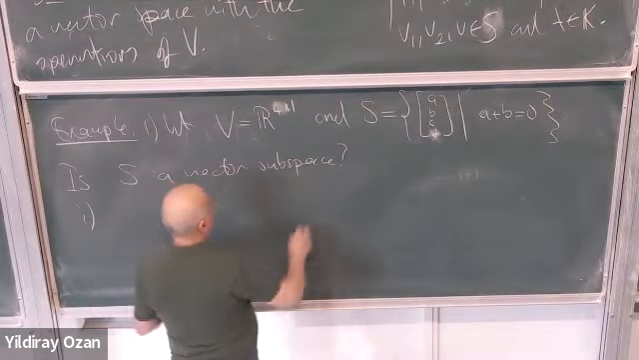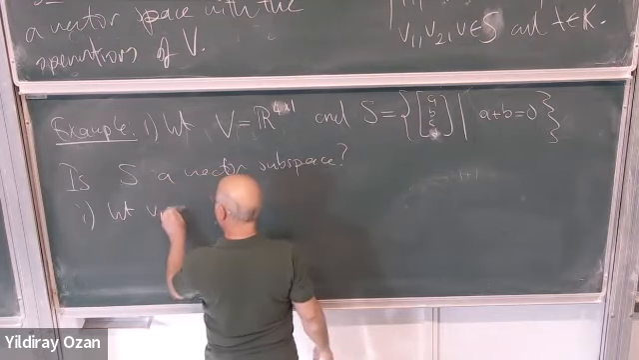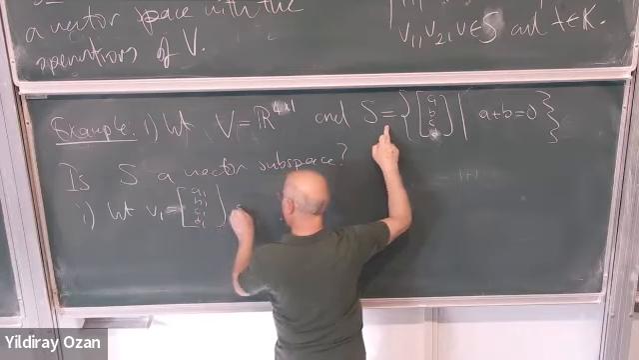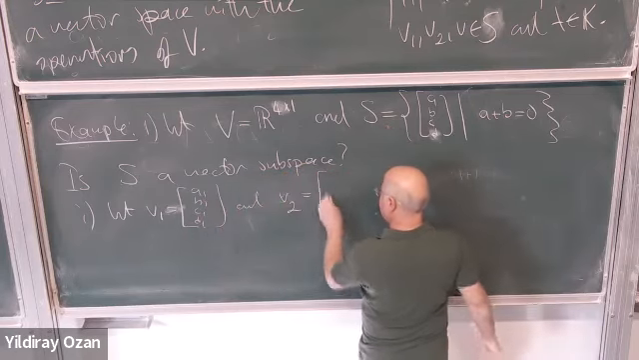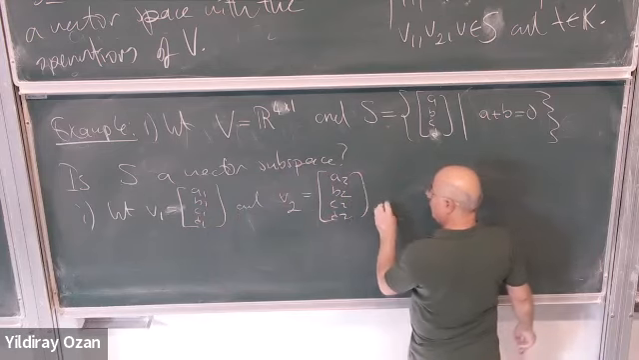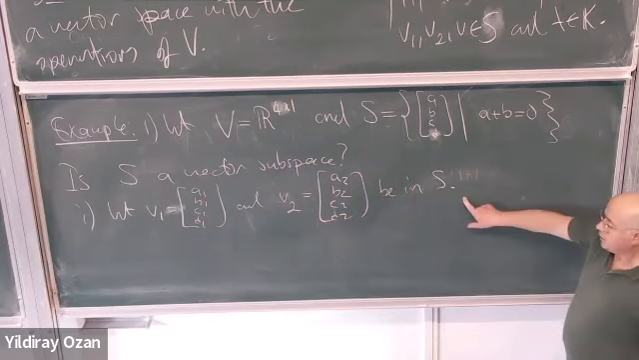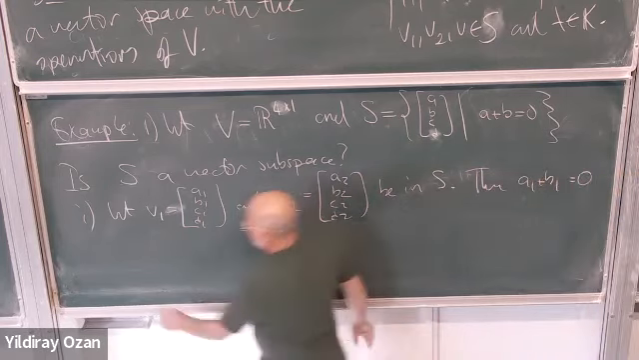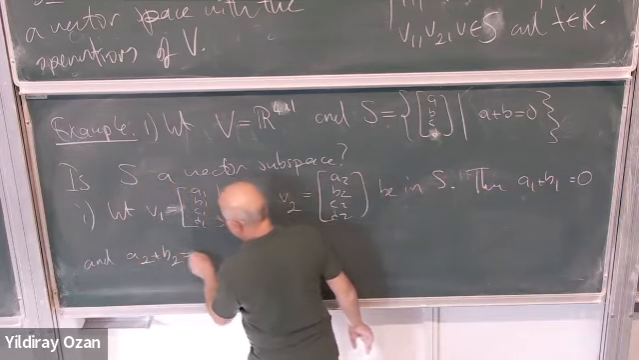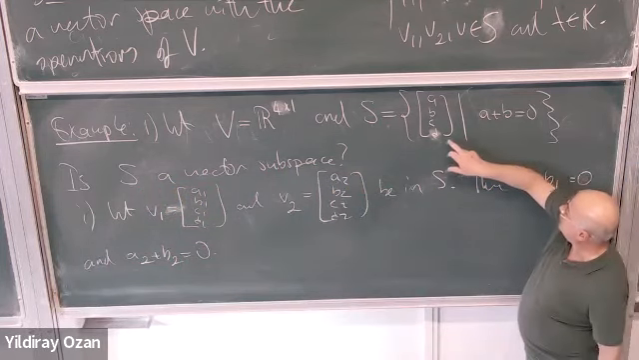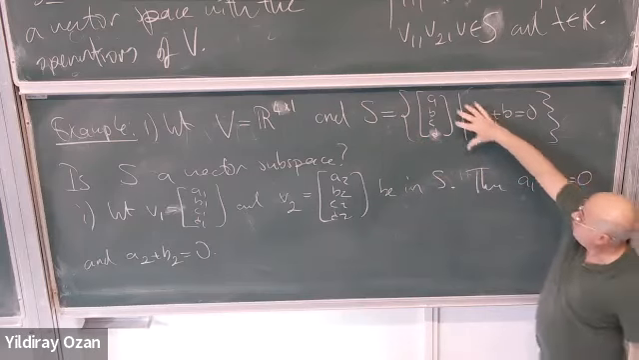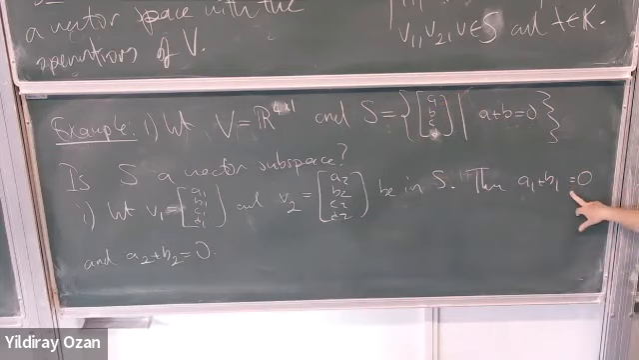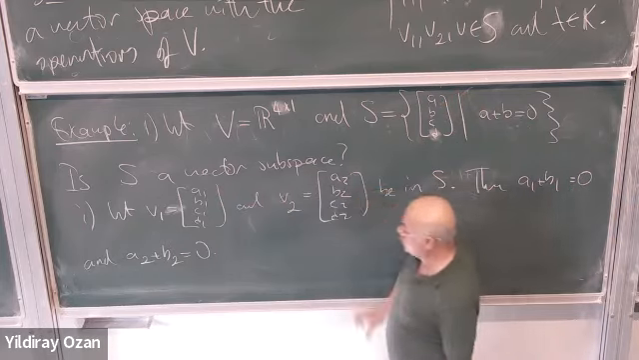Well, we have to check two things. So let v1 be an element of this type, so it is (a1, b1, c1, d1), and v2, another element, (a2, b2, c2, d2), be in S. Then I know that a1 plus b1 is 0, and a2 plus b2 is 0, right? Because if a vector is in S, then the first two entries should add up to 0. So if these two vectors are in S, then the sums of these two entries are 0.